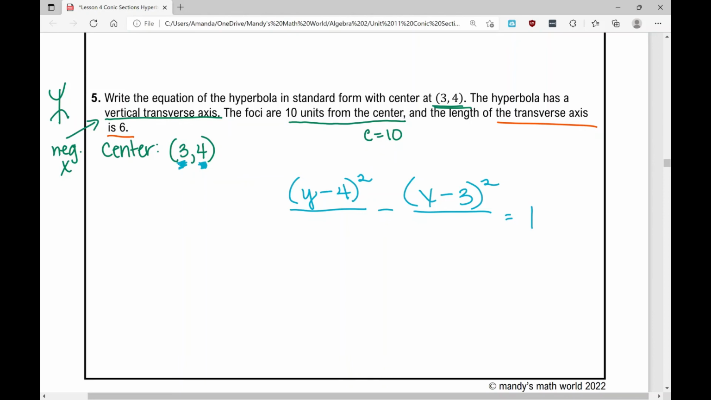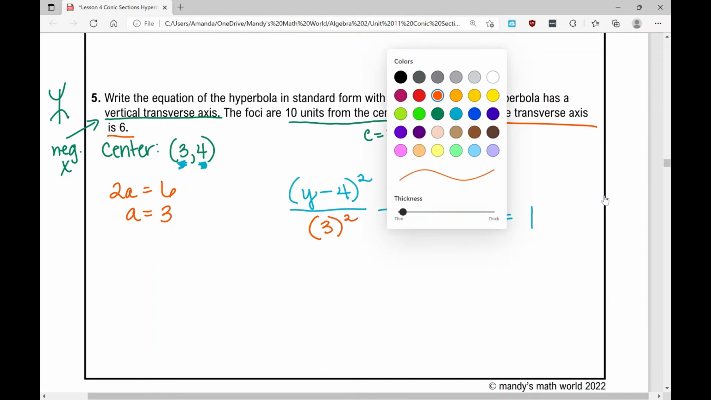That means the transverse axis has a length of 2 times A, and I know that length is 6, which means the value of A is 3. A is always under the positive fraction, which is right here. So 3 squared. How do I find the value of B?